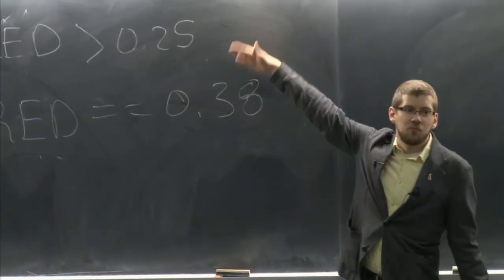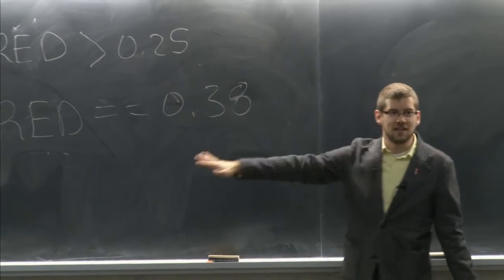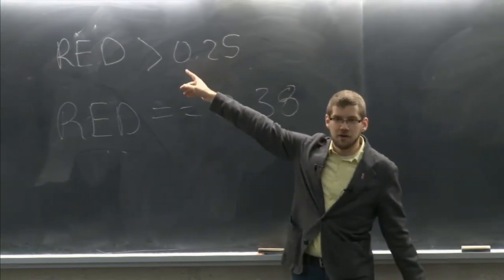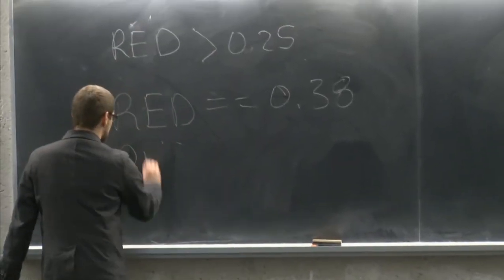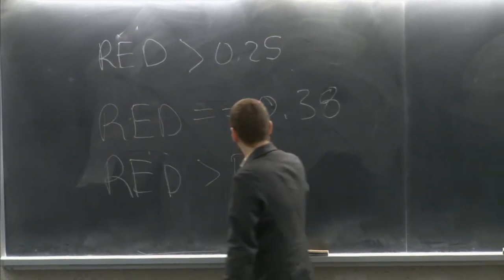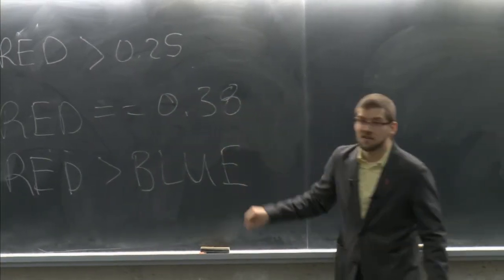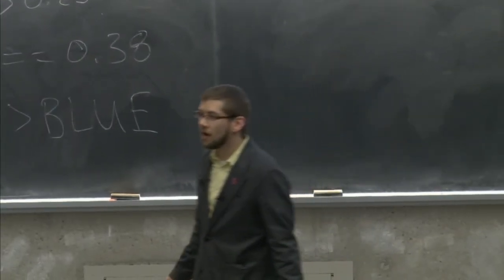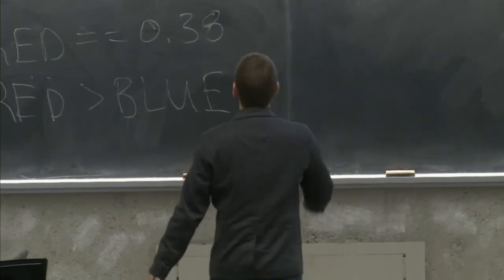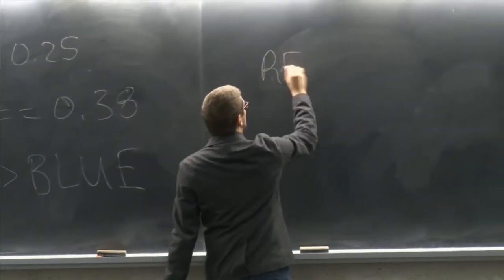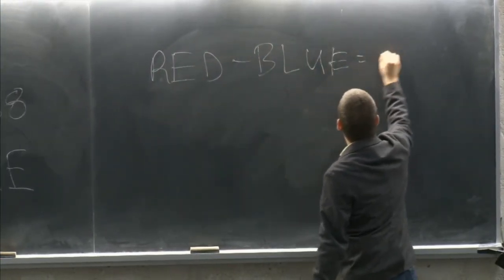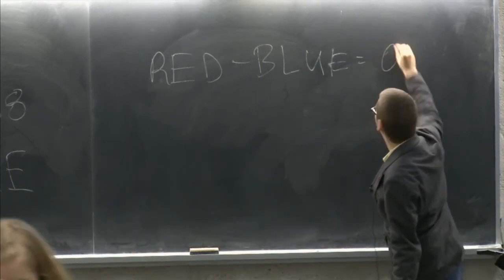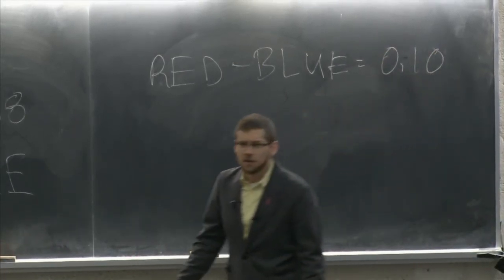Yep, okay. So these both only use red and they use a constant and that's it. One of them is equality and one of them is greater than. That's good. They both work. Yes? Okay. Yes, also fine. That'll work. Yes? Oh, some arithmetic. Okay. Red minus blue equals how much? Sorry? 0.10. All right. Any other ones?